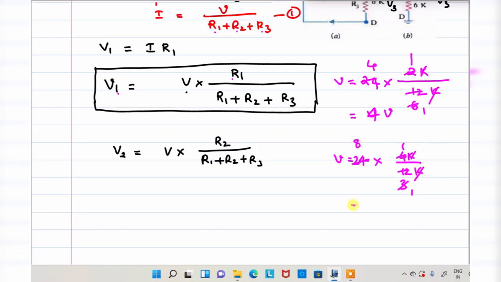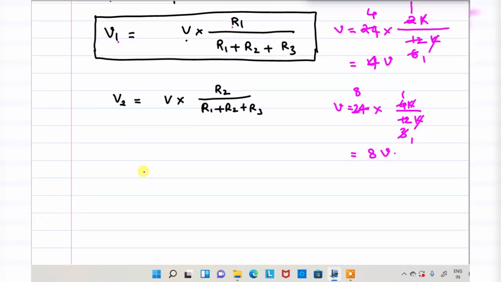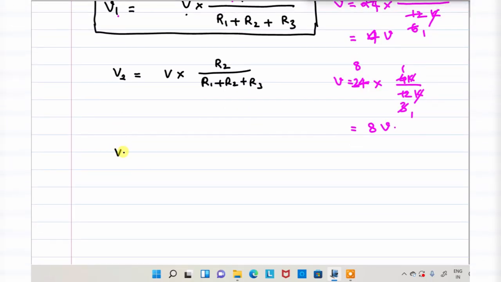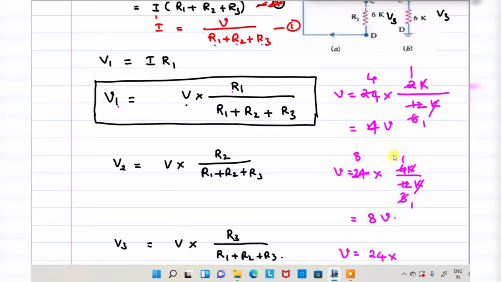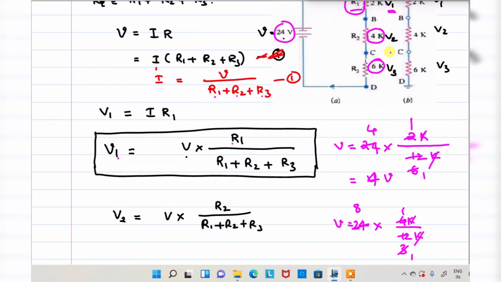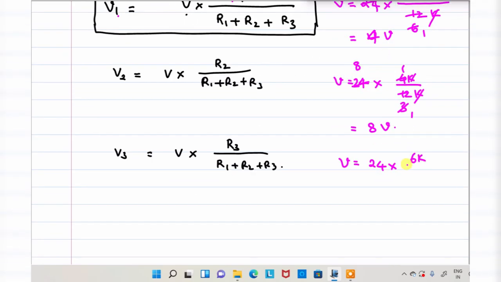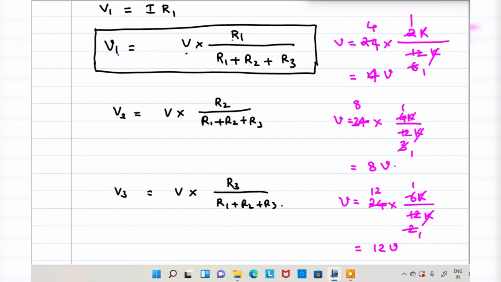8 volt. So what is the voltage here? 8 volt. And then what about the V3? See here, for V3 we can write V3 is equal to V into R3 divided by R1 plus R2 plus R3. How to write those numerically? V3 is equal to total voltage into, what is the R3 resistance you need to know? 6K, right? So 6K divided by 12K. 1 time and 2 times, it is equal to 12. What is the voltage now? 12 volt. So you got 4 volt, 8 volt and 12 volt.